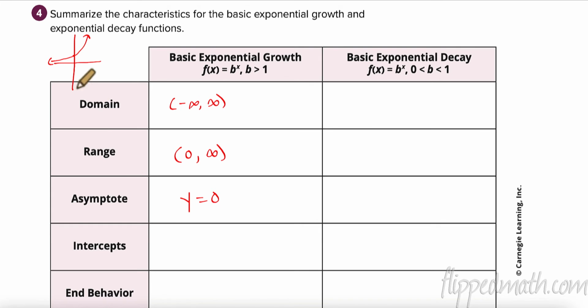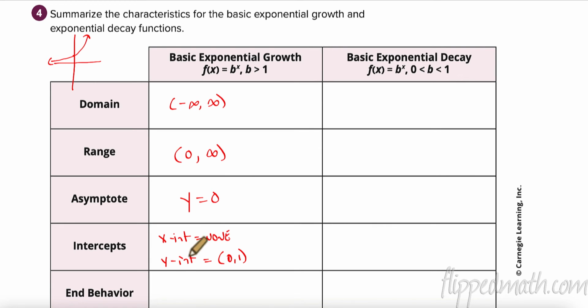My intercepts, well, I know it's never going to have an x-intercept. So let's make sure we know that. But my y-intercept is at what? 0, 1. Because when I plug in 0 for any of these, it equals 1, right?